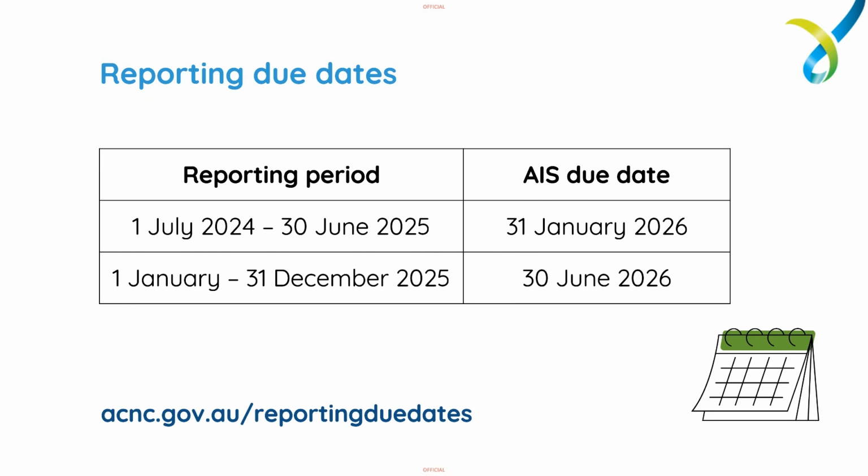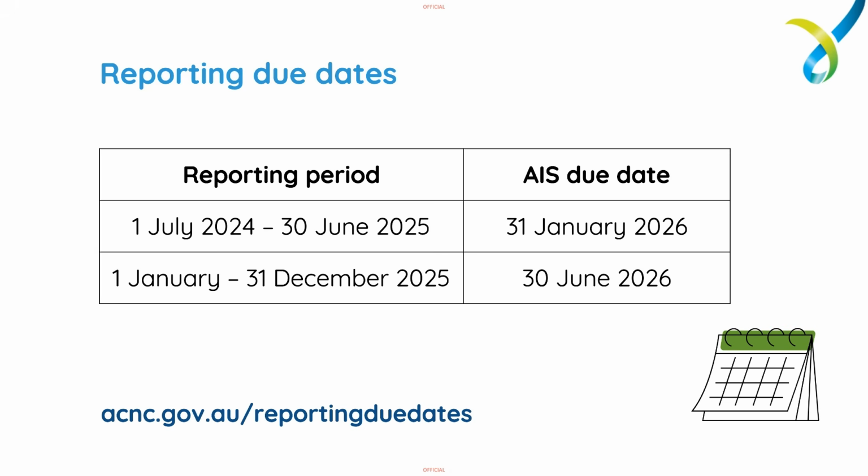So most charities report for a standard financial year. That's from the 1st of July to the 30th of June, and their 2025 AIS will be due on the 31st of January 2026. For those charities operating on a calendar year, so from the 1st of January to the 31st of December, your 2025 AIS will be due on the 30th of June 2026.